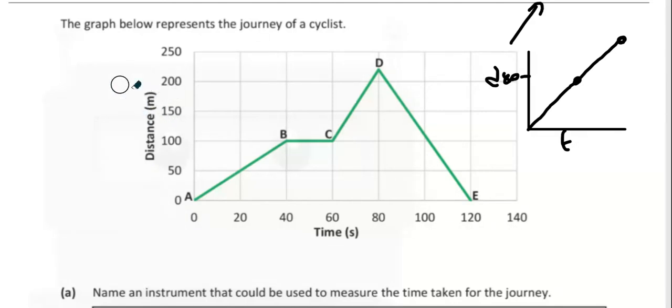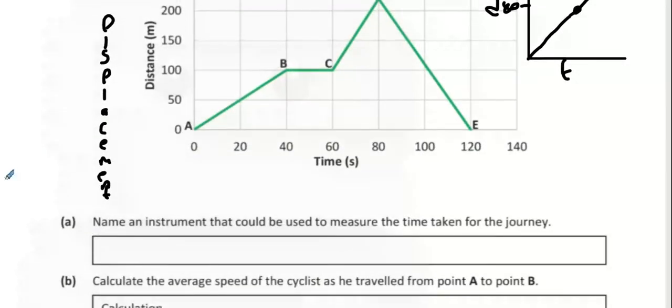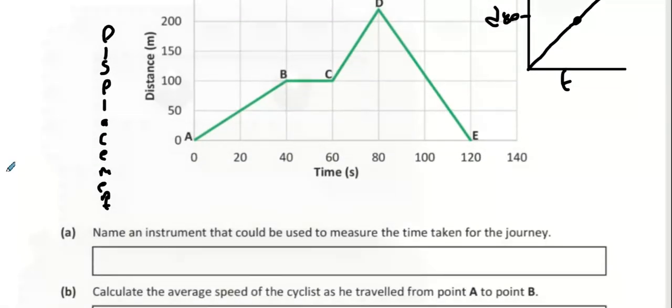All right, so this is a displacement question, not a distance question, because you can't undo the distance you run. Okay. Name an instrument that could be used to measure the time taken for the journey. Okay, obviously a stopwatch.